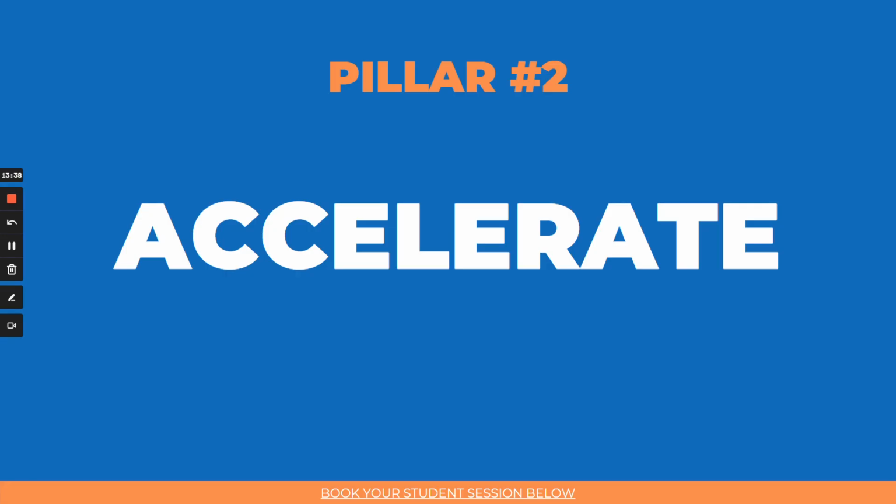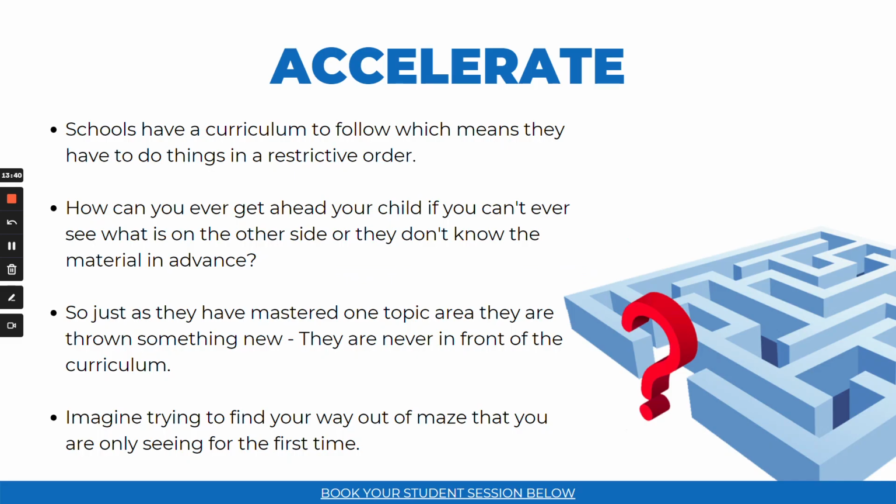Now for the second pillar, accelerate. Now with accelerating, you probably wonder what that is. What is that, right? Now think about this. Schools have a curriculum to follow, which means they have to do things in a restrictive order. They're bounded by things that are already set. Your child can only learn at a certain pace based on the school's curriculum.